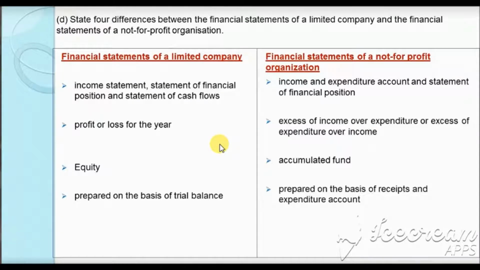And when we make the financial statement of a limited company, we call the capital as equity, whereas when we make the financial statement of a not-for-profit organization, as I have mentioned in part C of the question, we call the capital as accumulated fund.